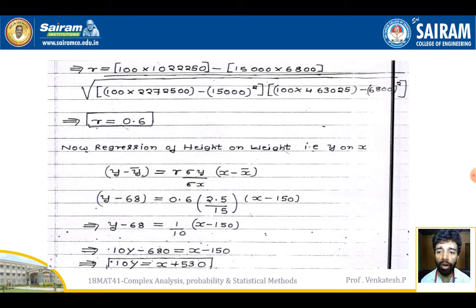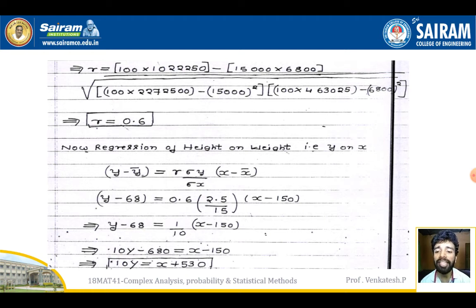Since we got the value of r, we have sigma x, sigma y, and also y bar and x bar. So now the regression of height on weight, that is y on x, will be given by y minus y bar is equal to r sigma y by sigma x into x minus x bar. On replacing the data like y bar, x bar, r, sigma y, sigma x here, I will get the equation like y minus 68 equal to 2.5 by 15 into x minus 150.